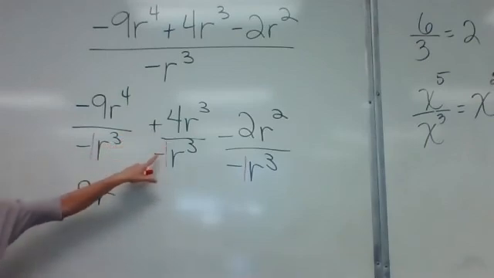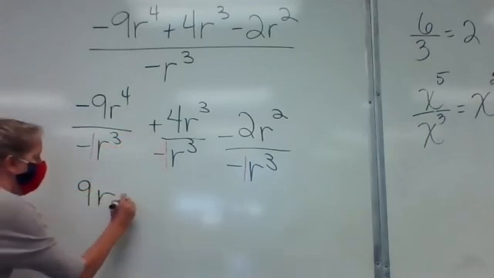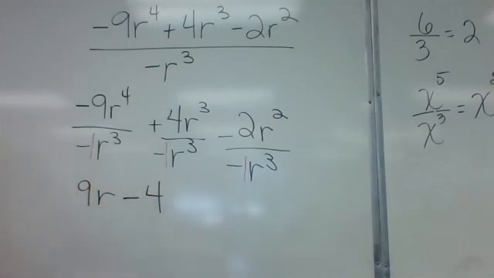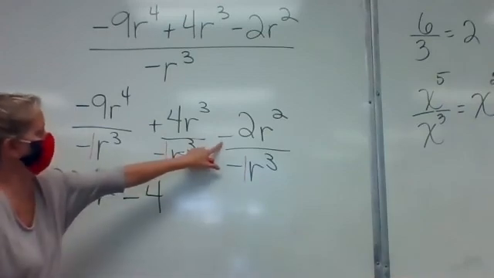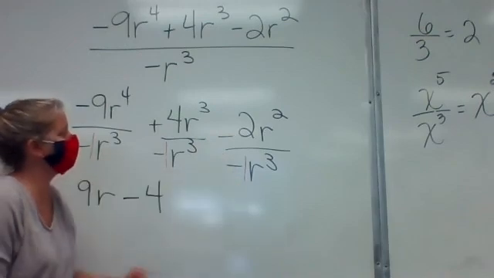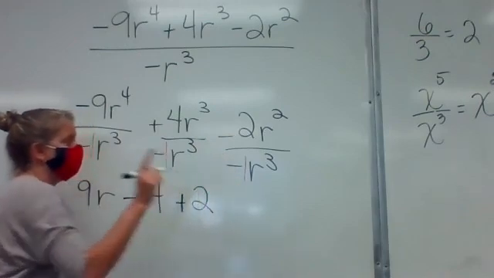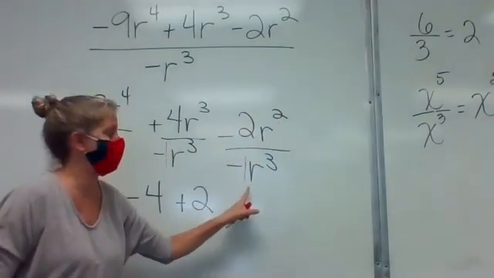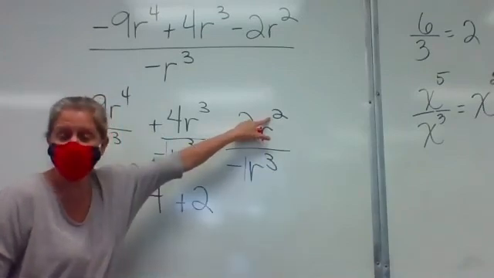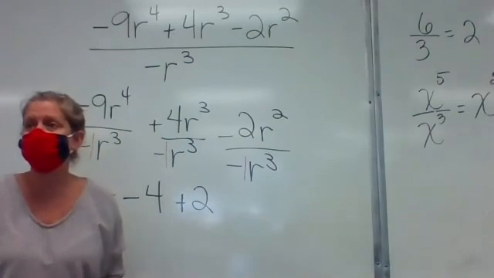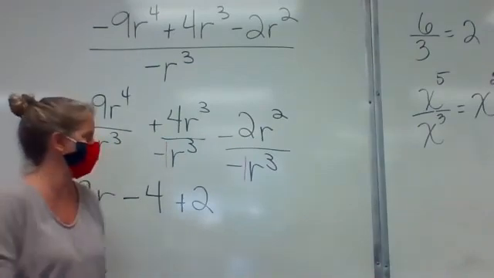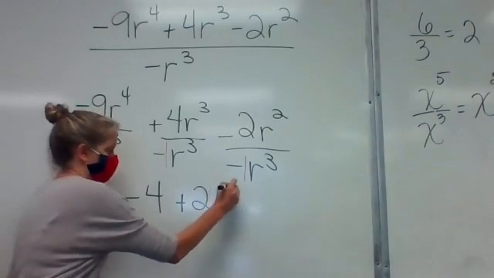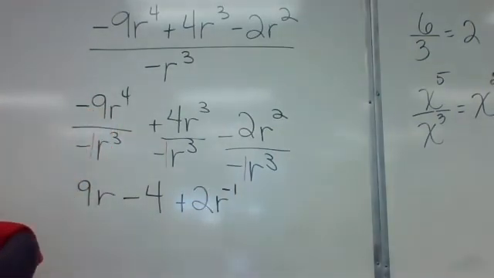What's a positive 4 divided by a negative 1? Negative 4. And nothing. Moving on to this one. Negative 2 divided by negative 1 is positive 2. Be careful here. I have r to the 2 divided by r to the 3. I have to do my top exponent minus my bottom exponent. So what is that going to give me? R to the negative 1. I can't leave an answer with a negative exponent.